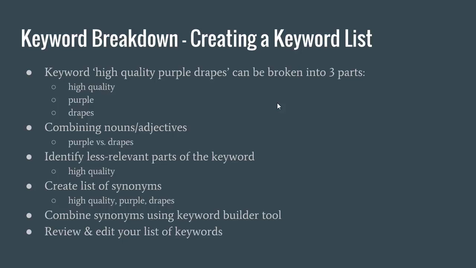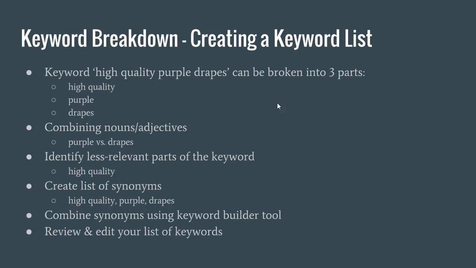So we break up the keyword, and you can see that if we do break it up into high quality or purple or drapes, we can kind of identify which ones of those are the nouns and the adjectives. So the noun, drape, the adjective is purple. And we want to identify what the less relevant parts of the keywords are. Now, in this case, high quality would be the less relevant part. And the reason I say that is not because this company isn't interested in trying to advertise to people who are looking up things like high quality drapes, but rather that you could really insert the word high quality with any other synonym for high quality in the world, and it would be totally fine.